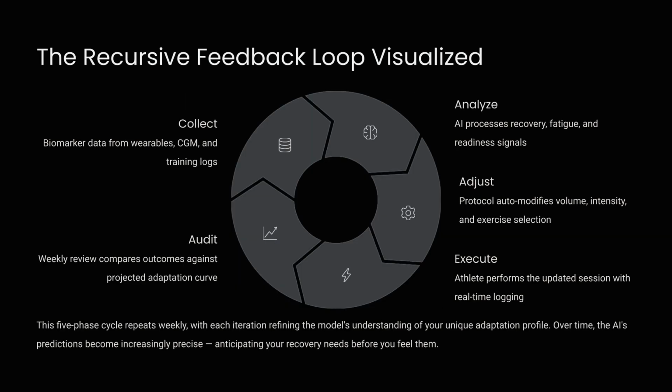The recursive feedback loop is a 5-phase cycle. Collect biomarker data, analyze recovery signals, adjust the protocol, execute the updated session, and audit outcomes weekly.